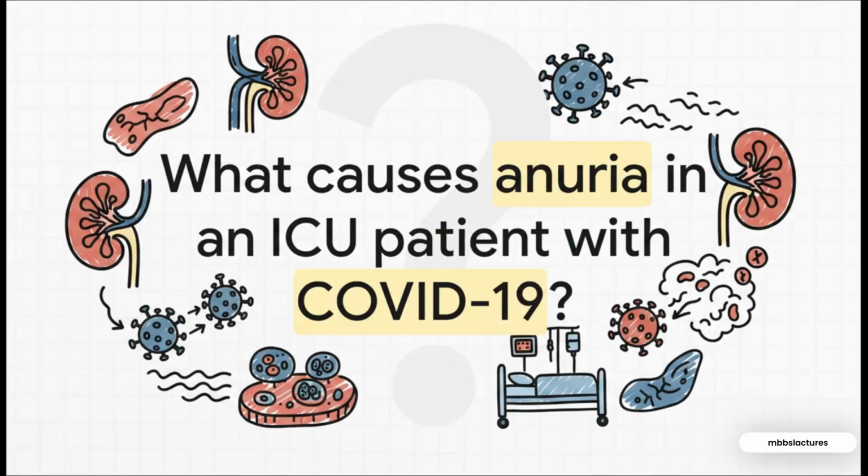So the crucial point is knowing exactly how to apply all this to a real patient. Consider this clinical vignette. A 68-year-old man in the ICU with severe COVID-19 develops anuria and suddenly requires dialysis. What is the most likely cause? Think about the pathophysiology we just went over. The answer is A, acute tubular necrosis.